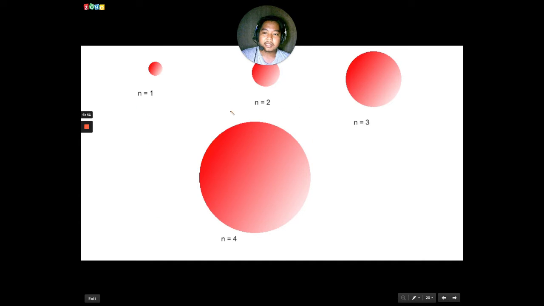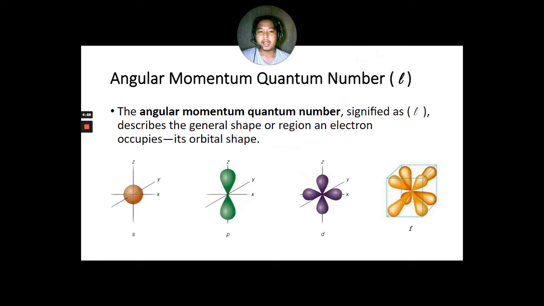So just to have a view of how the coverage or the area of the principal quantum number is. As n increases, the region where the electron might be also increases.